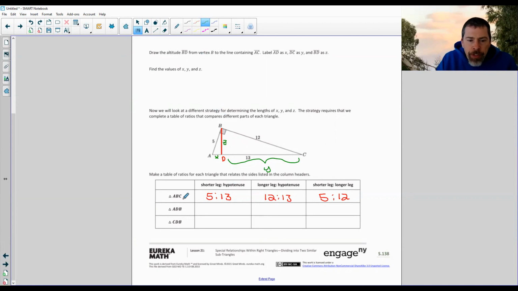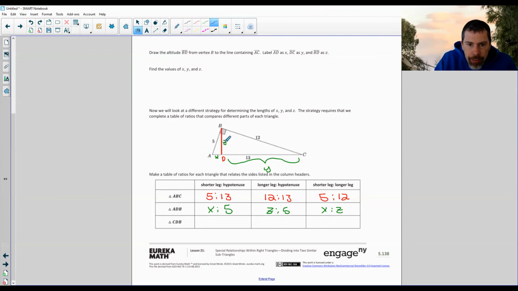Okay, so now that we've done that, looking at this tiny little triangle, its short leg is x. The hypotenuse was 5. Its long leg is z. The hypotenuse is still 5. Short leg to long leg is x to z. Okay, and then finally, the medium triangle here, CDB.